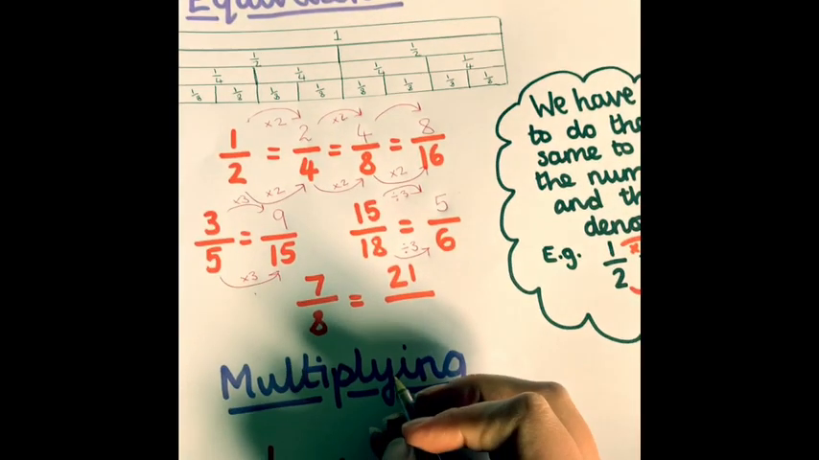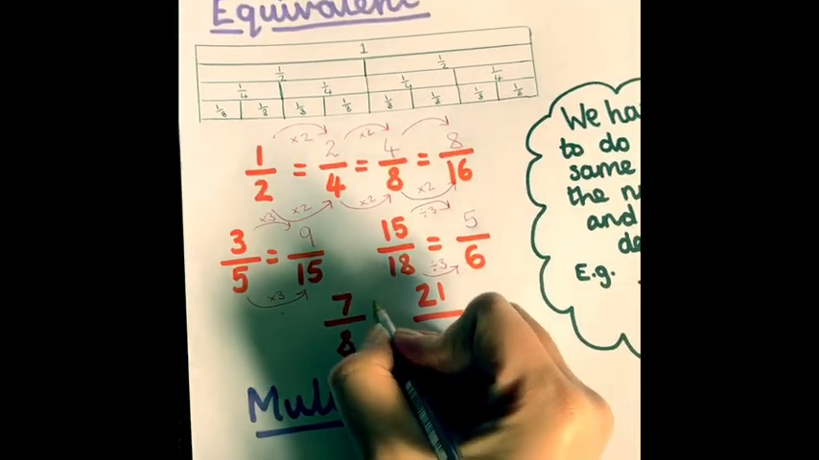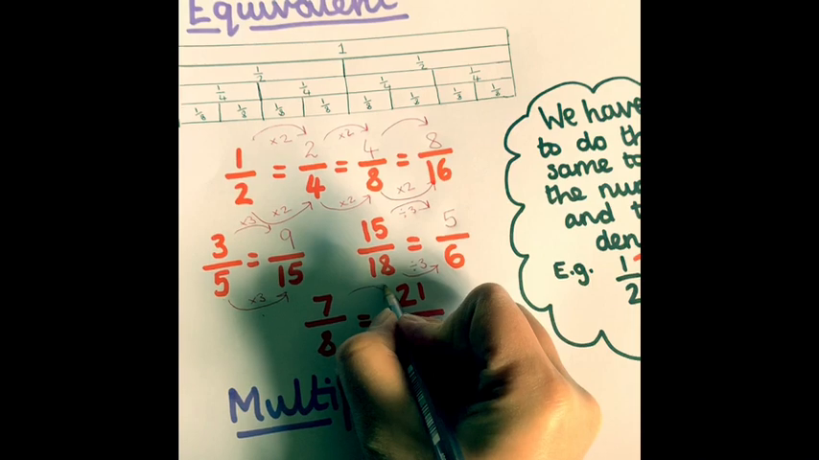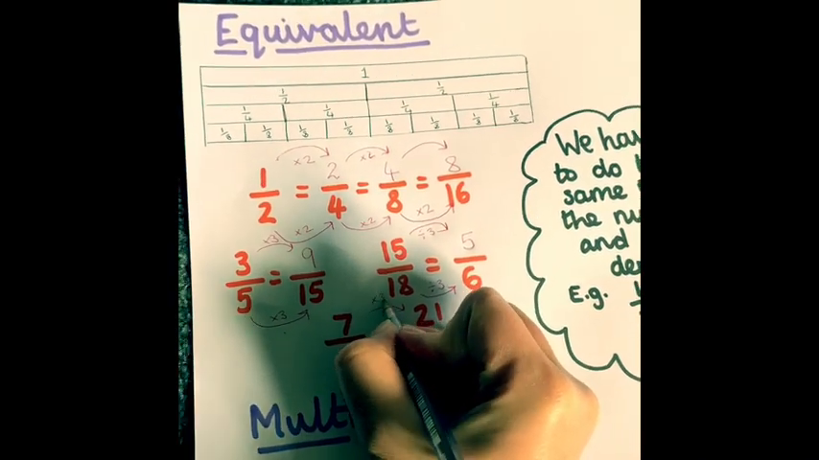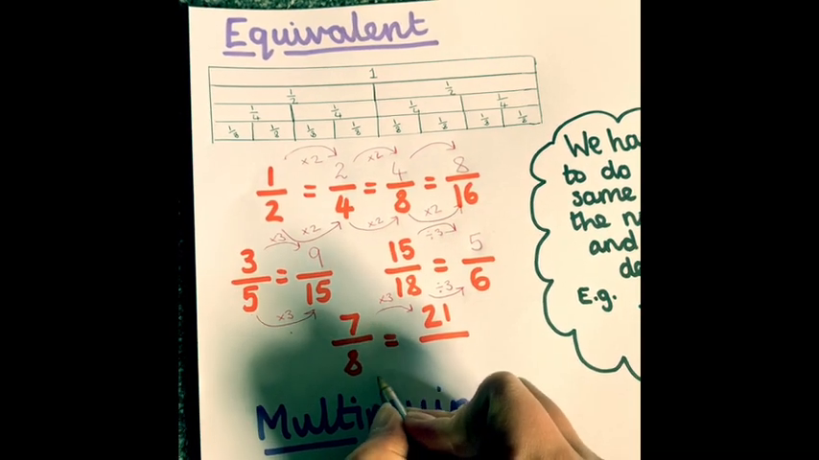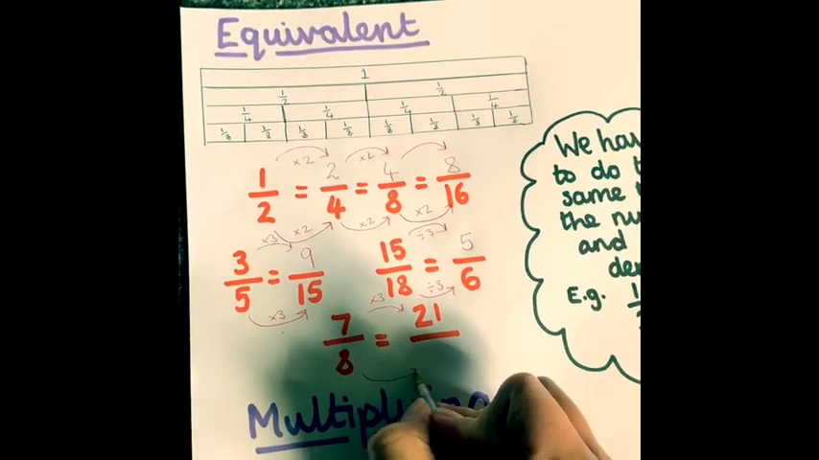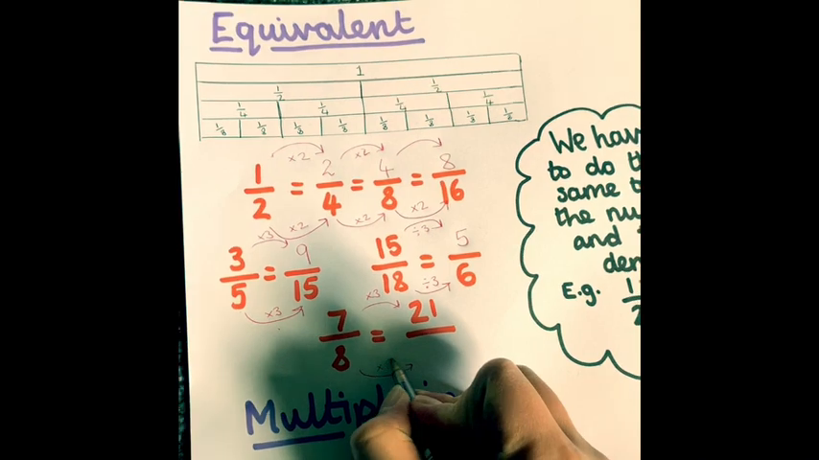And then finally, on the last one, we've got the numerator and not the denominator this time. So we do 7/21. I know I have to times by 3. So I have to do the same with my denominators. 8 times 3 is 24. So now we have 7/8 is the same as 21 over 24.